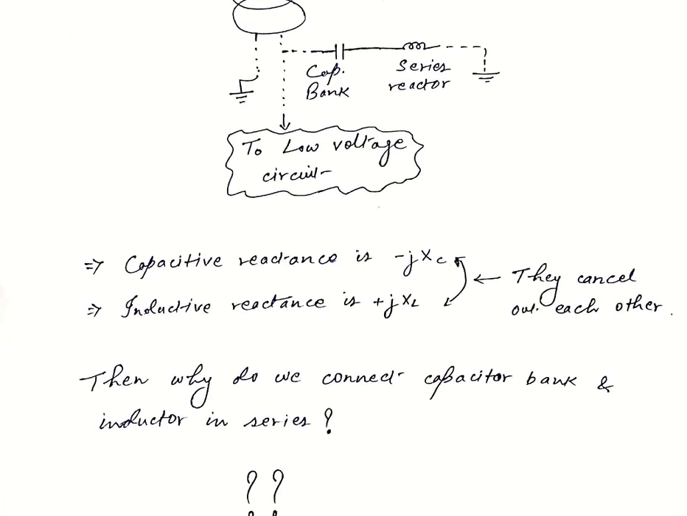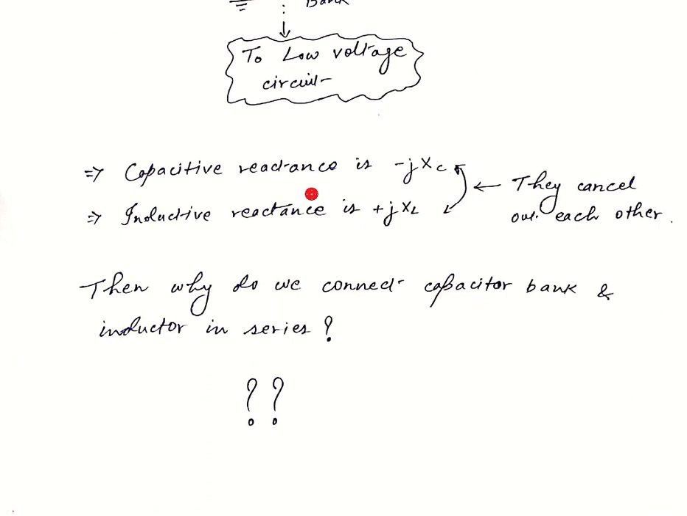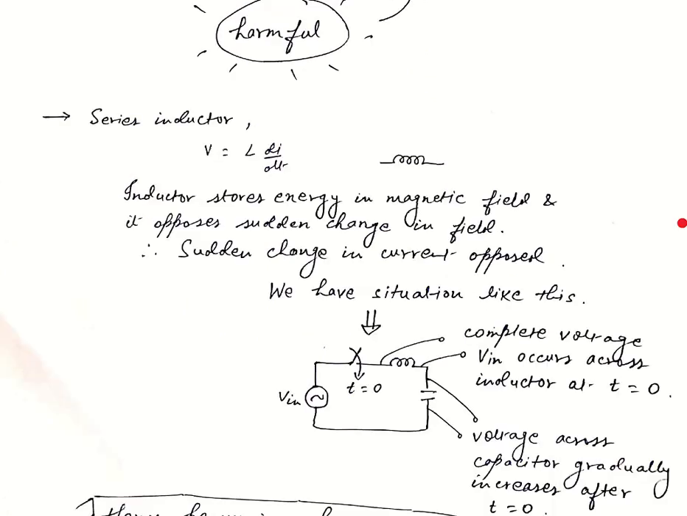We all know this. Now capacitive reactance is minus jXC and inductive reactance is plus jXL. So these two cancel out each other. They both tend to cancel out each other and their behavior is just opposite to each other. So the question arises, why are we connecting them in series? What purpose will it serve? So now we have to see why we are doing it.